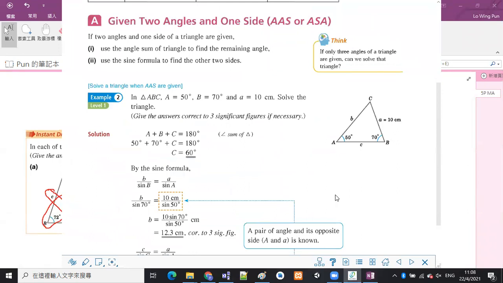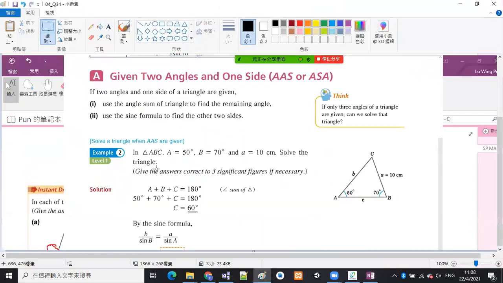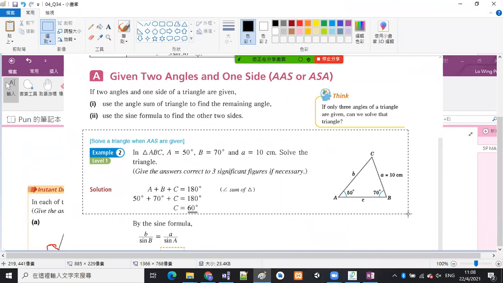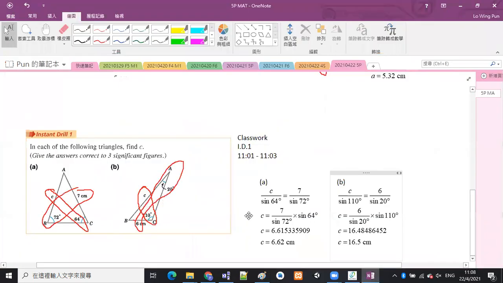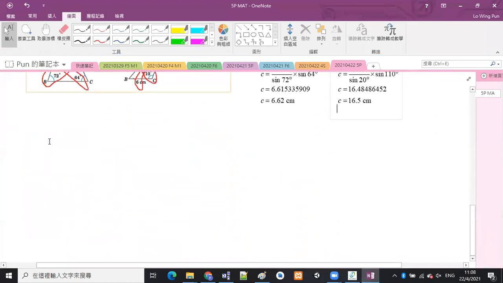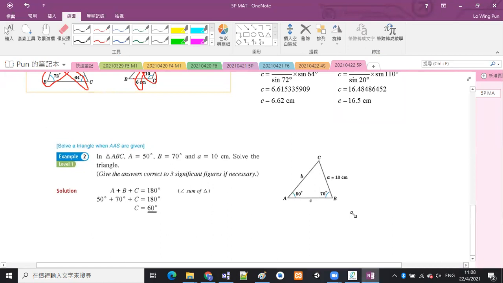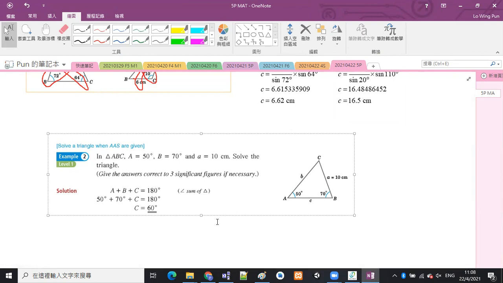And example 2. Okay, here there is a term you need to know. Example 2. In triangle ABC, angle A is 50 degrees, angle B is 70 degrees, and length a is 10 cm. What is meant by solve the triangle? Okay, and I think you did not learn this word before. So what is the meaning of solving the triangle? It is to find all the remaining lengths and remaining angles.